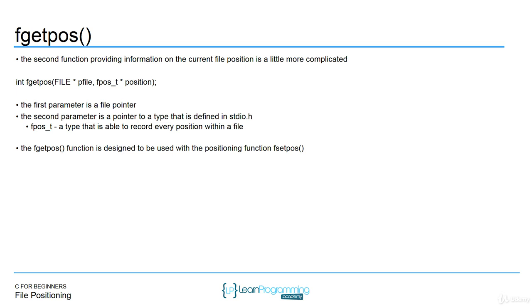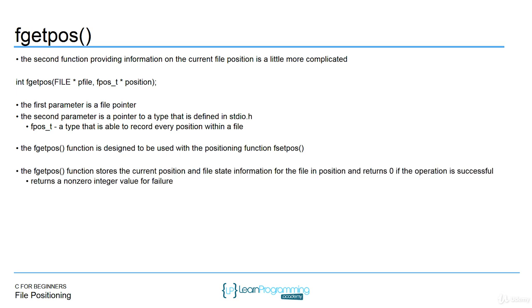So the fgetpos function is designed to be used with the positioning function fsetpos. So you'll use fsetpos, and then you use fgetpos in combination with that. The fgetpos function stores the current position and file state information for the file in position and returns 0 if the operation is successful. It returns a non-zero integer value for failure.